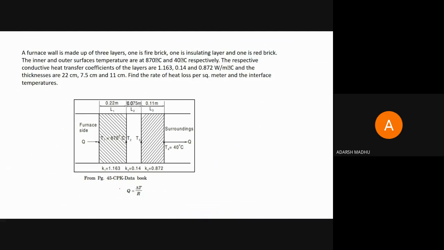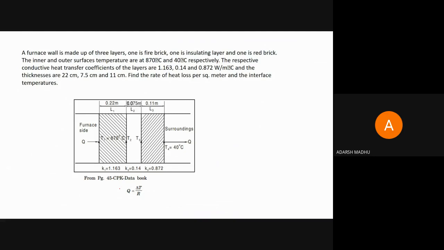The respective thermal conductivity coefficients of the layers are 1.163, 0.14, and 0.872 watt per meter degree Celsius. And thicknesses are 22 centimeter, 7.5 centimeter, and 11 centimeter. Find the rate of heat loss per square meter and the interface temperature.